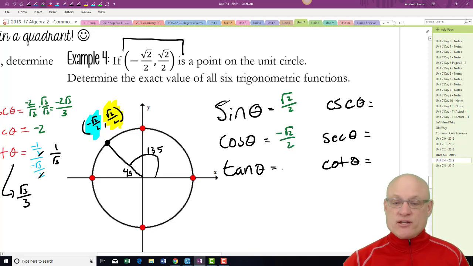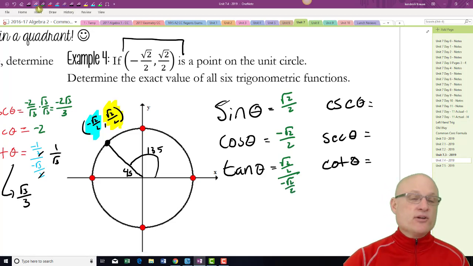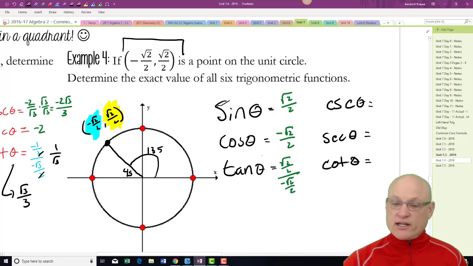Tangent is the y value, square root of 2 over 2, divided by the x value, which is negative square root of 2 over 2. Now again, you got the same thing over the same thing, so this is really just equal to negative 1. If I flip that, I also get negative 1.